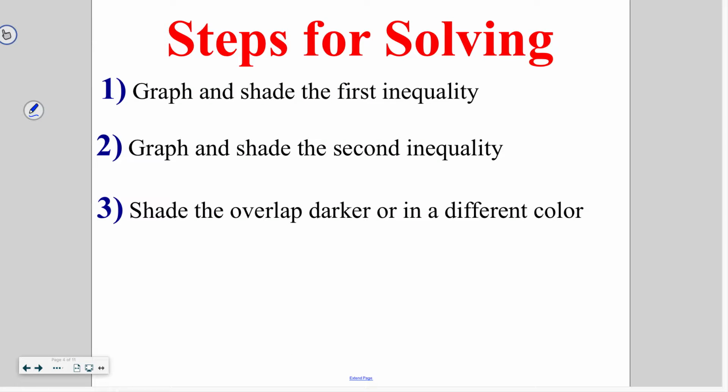So your steps here: graph and shade for the first inequality, graph and shade for the second inequality, and then that third step is going to be to somehow highlight or shade darker into the area where the overlap is, so that you know what ordered pairs work for both equations. So we're looking for the things that work for both inequalities here.